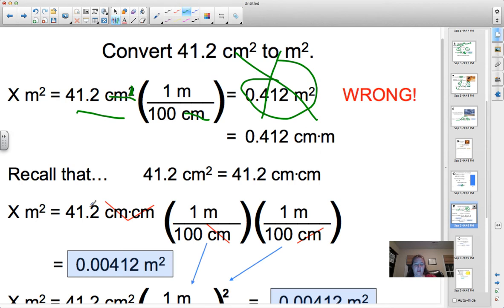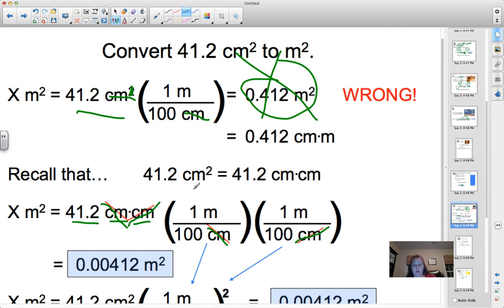So now let's start. Sometimes it's easier to say 41.2 centimeters times centimeters so that you know what that really is. And that way it clues you in over here to do this step 2 times. So we're going to take 1 meter per every 100 centimeters. That gets rid of one of these centimeters. And we're going to do it again. Okay, so we have 1 meter divided by 100 centimeters. And look, it's going to get rid of the second one.